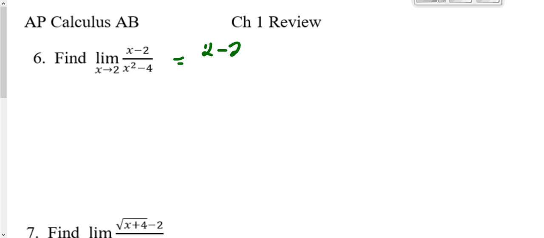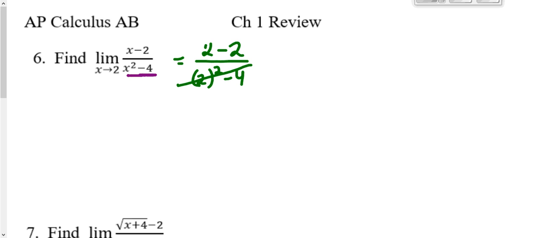We have 2 minus 2 on the top, which should be okay as long as the bottom isn't 0. 2 squared minus 4. That's not okay. 2 squared is 4, minus 4 is 0. So that's a problem. So that means we have to do something else. We're either going to have to factor or rationalize or somehow cancel things out. If we can do nothing, then this limit doesn't exist.